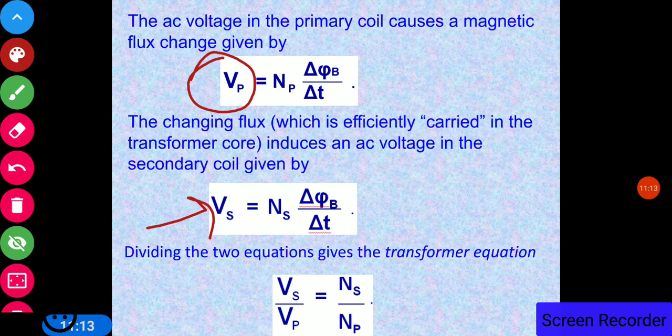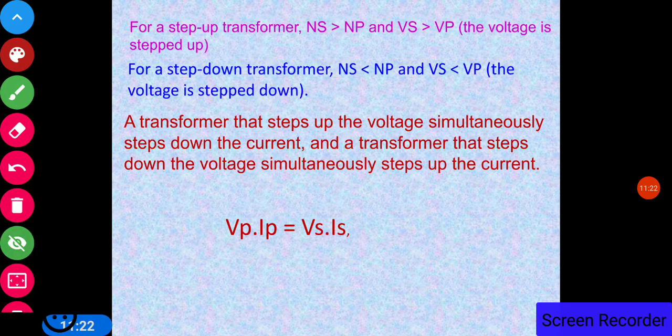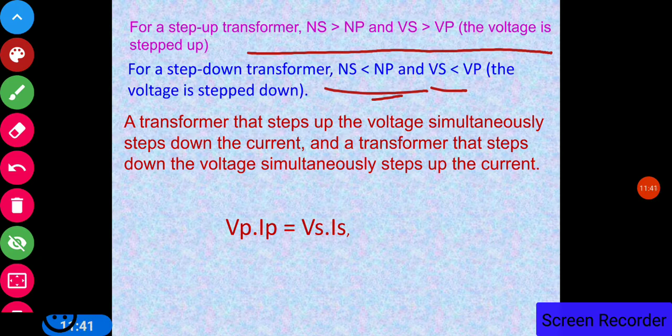Now when we divide these two equations, we get the transformer equation: Vs upon Vp is equal to Ns upon Np. So for a step up transformer, Ns is greater than Np and Vs is greater than Vp. The voltage is stepped up. For step down, Ns, meaning the number of turns in the secondary coil, will be less than the number of turns in the primary coil, and Vs is less than Vp.